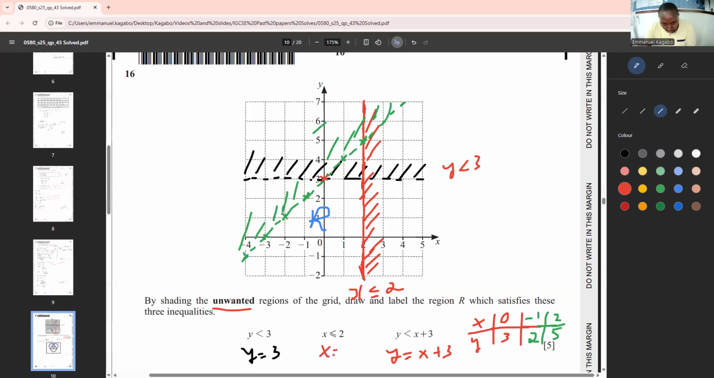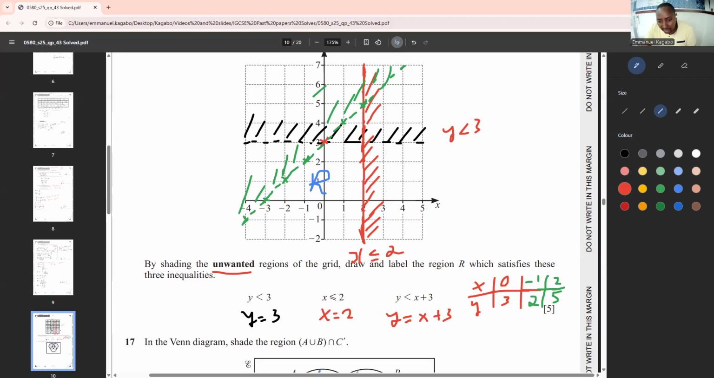Now, next, x less than or equal to that. That's x equals 2. I need to identify that. Where is x equals 2? X equals 2 is here. And they said values of x are less. So values of x which are less than 2 are this side. So unwanted will be the other side. That's why I shaded here.